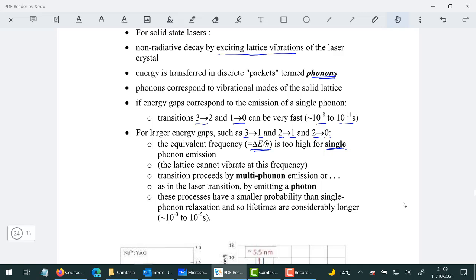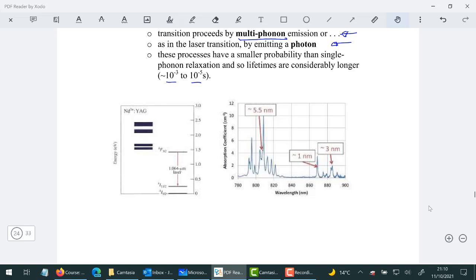If the gap is reasonably large, then we need multiphonon transitions, which are very much less probable than a single phonon transition. And where that is improbable, the next probable thing that's going to happen is to give us a photon instead of a phonon. And for these photons, the relaxation time, the decay time, tends to be much bigger, so 10 to the minus 3, 10 to the minus 5 seconds, compared to the phonons, which are very fast, the radiationless transitions.